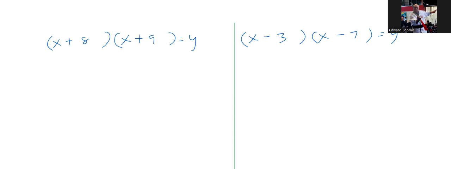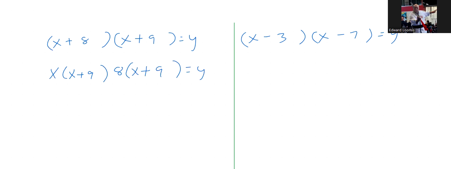So I'm going to take my first parenthesis, x plus 8, and break it apart. I'll put my x and my 8. Take my second parenthesis and put it with both of those pieces. My second parenthesis is x plus 9. I'm going to put that with both of these, x plus 9.